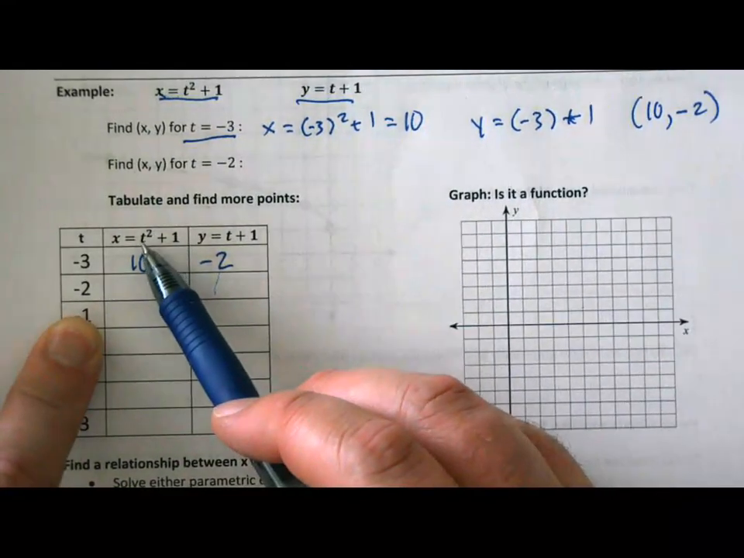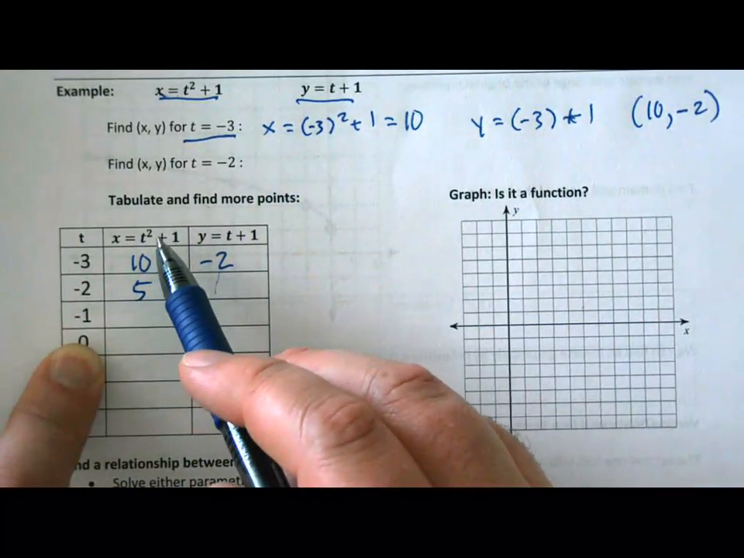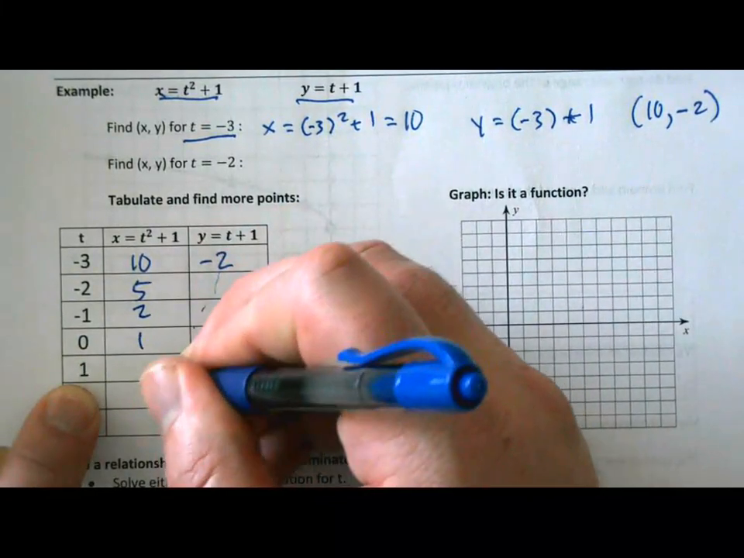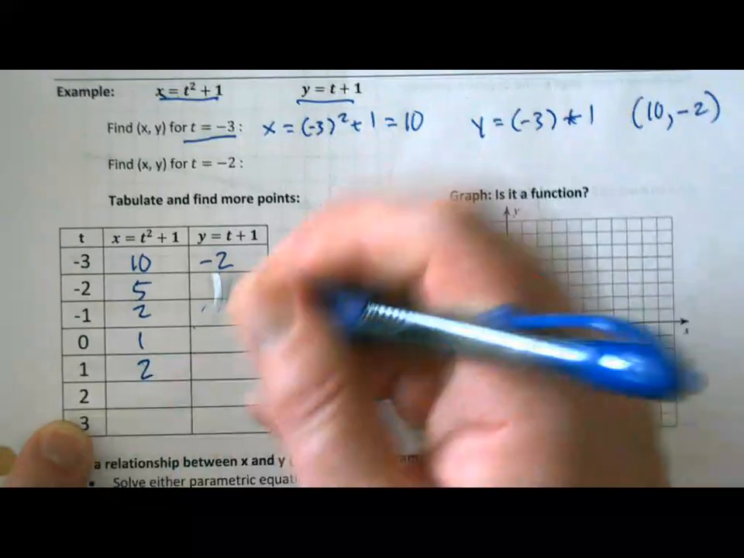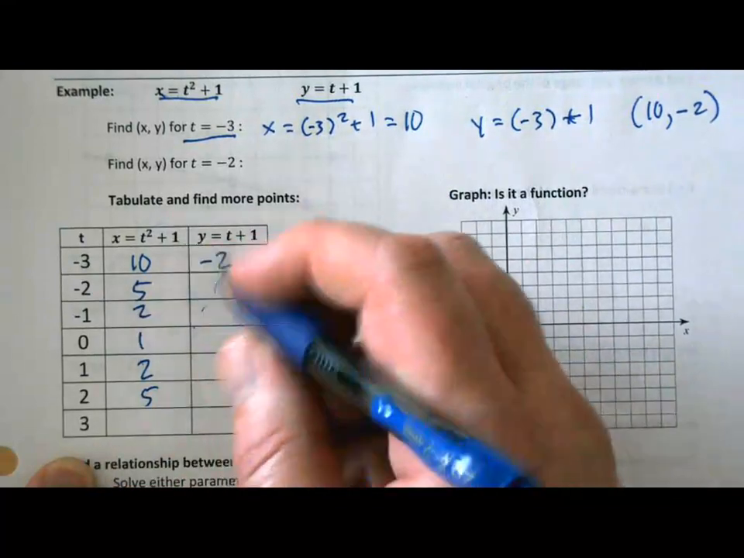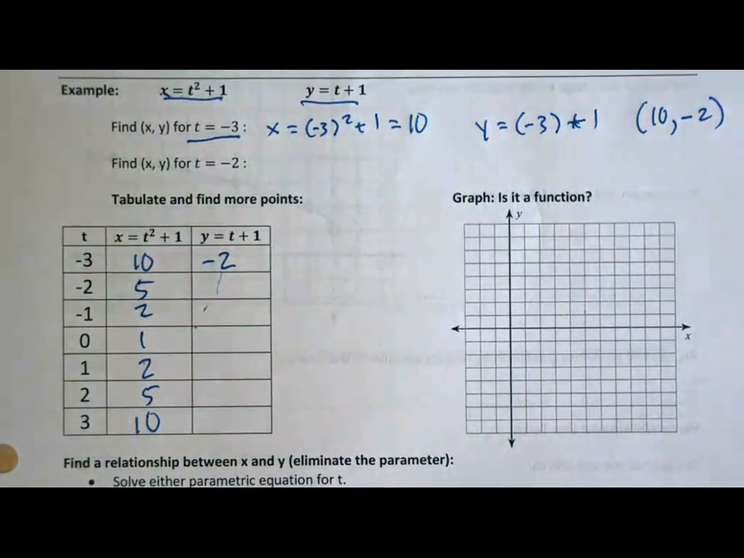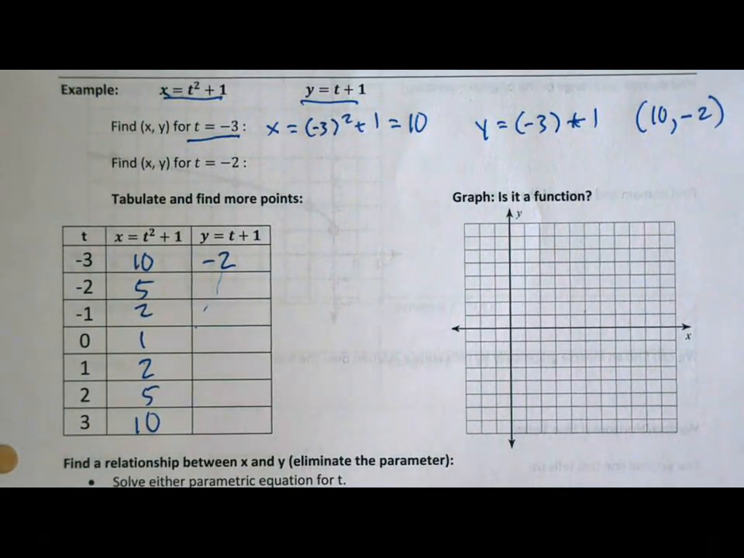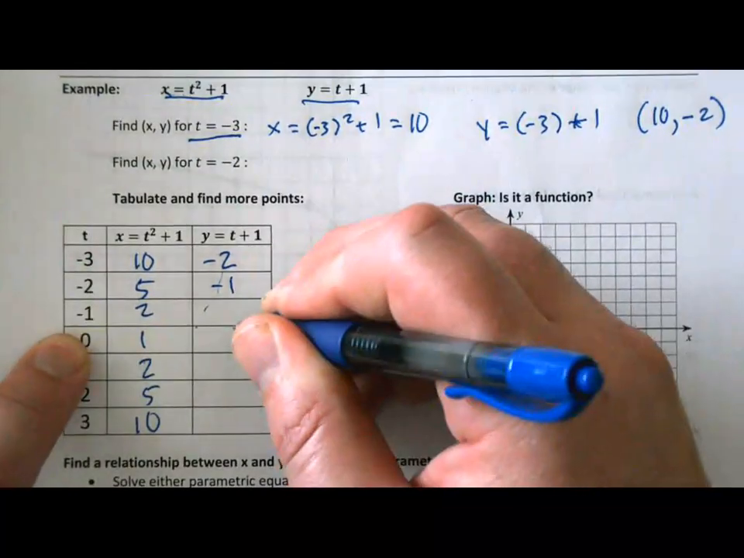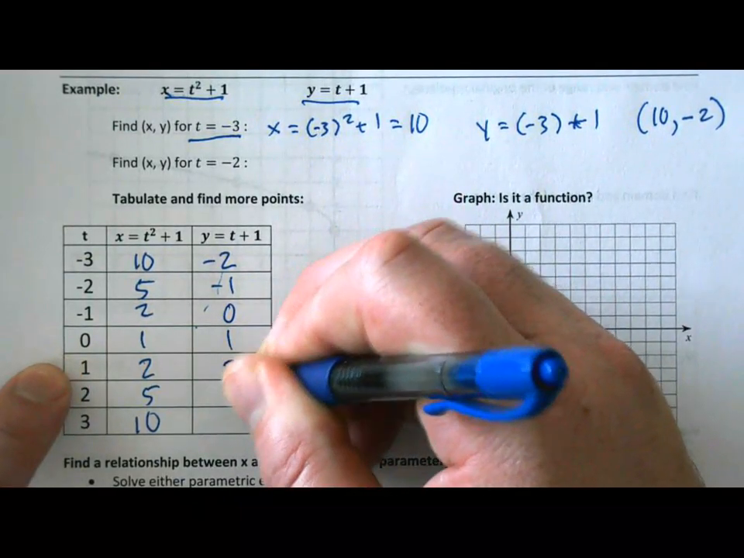So -2 squared is 4 plus 1 is 5. 1 squared is 1. 4 plus 1 is 5. 9 plus 1 is 10. Plus 1, -2 plus 1. -1 plus 1.